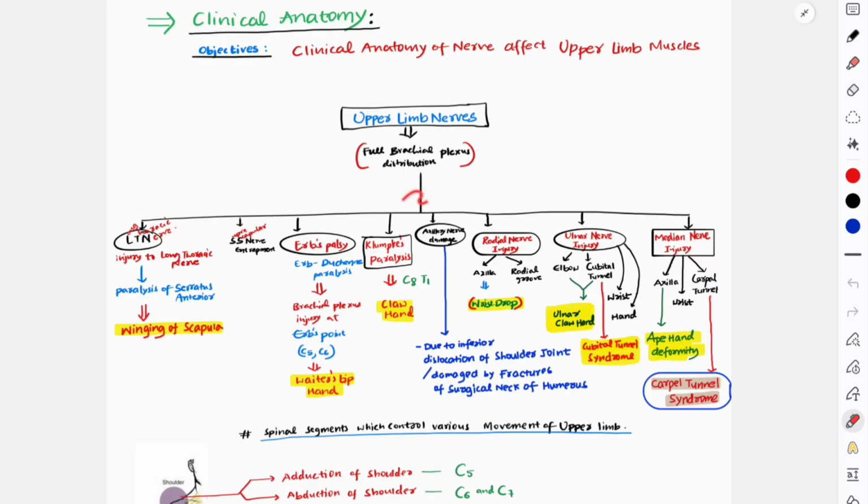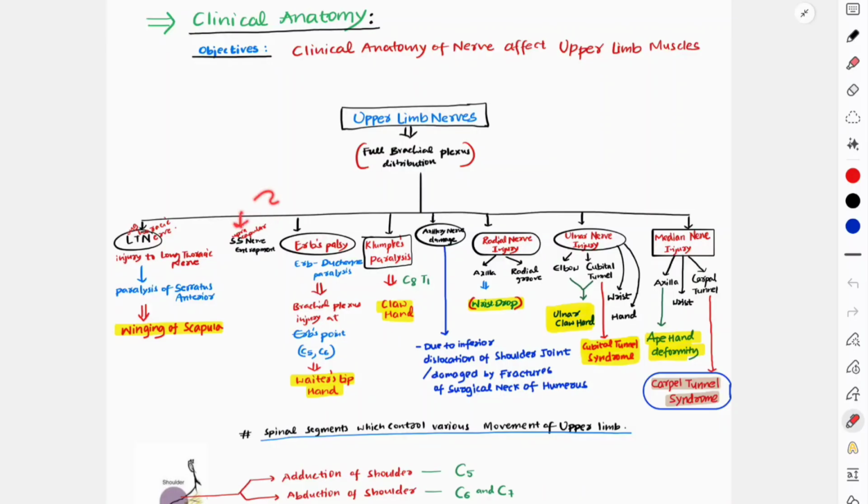So we'll see here the long thoracic nerve. Injury to the long thoracic nerve can cause paralysis of the serratus anterior muscle. You know, right? The long thoracic nerve innervates the serratus anterior. So if this long thoracic nerve gets injured by any cause, it may lead to paralysis of the serratus anterior muscle, which can be clearly visualized as a winging of the scapula. The scapula will look like a wing, elevated upwards like that.